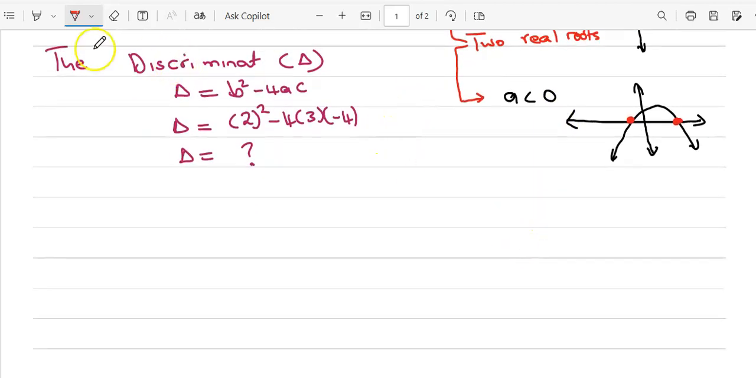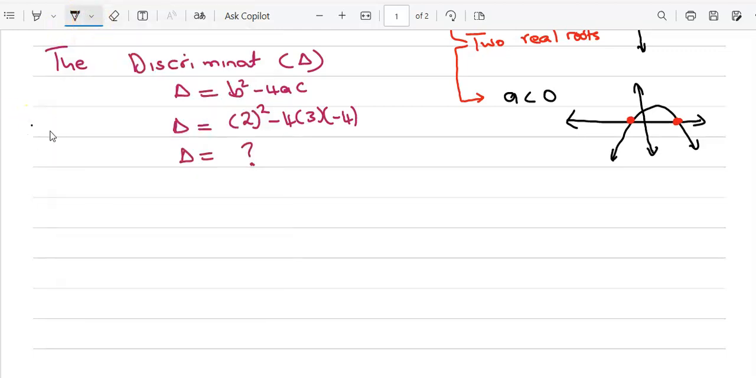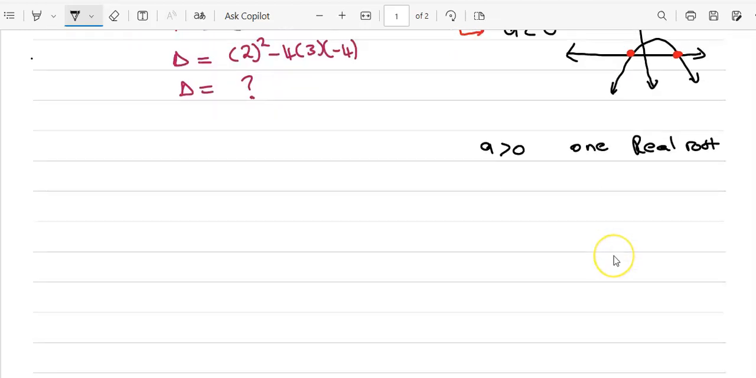So let's talk about the case where we have the value of a greater than 0, but we have 1 real root. So if we have 1 real root, let's say this is our graph like this. This is our Cartesian plane. We have 1 real root, so this will be concave up.